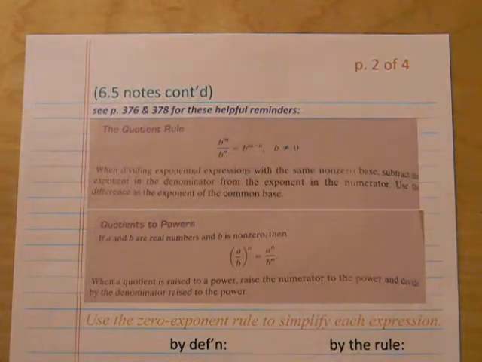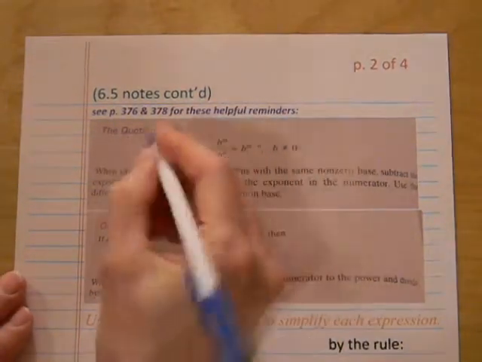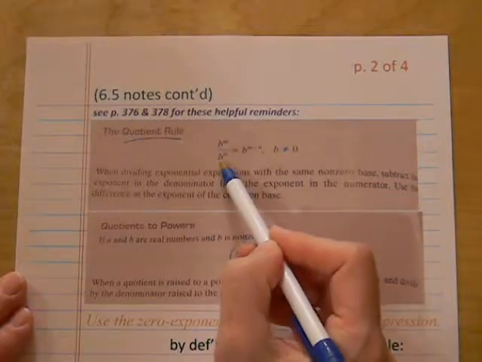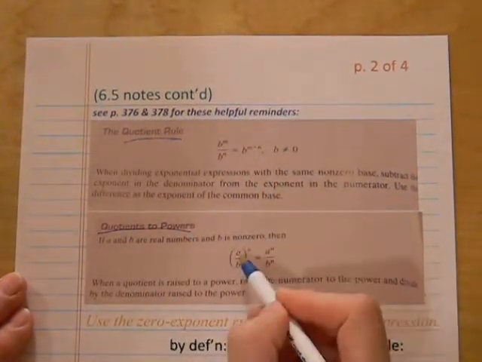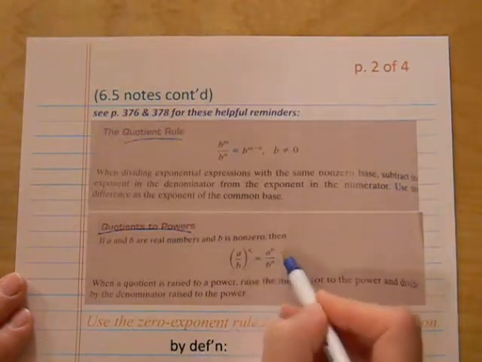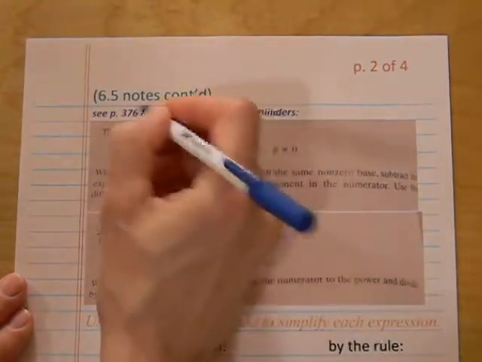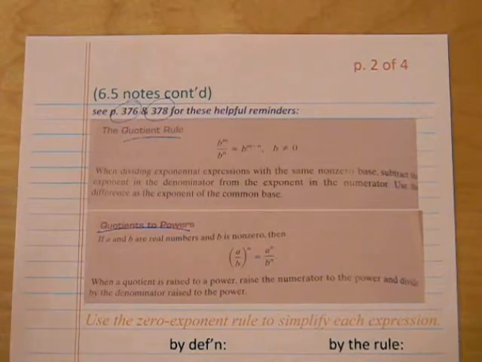Here on page 2 of the notes for 6.5, just talking through these rules. The quotient rule, when you're dividing the same base by the same base, you subtract the exponents. And then the quotients to powers rule, when you're dividing any two things and it's raised to an exponent, the exponent applies to both the entire numerator and the entire denominator. You'll find these on page 376 and 378 of your textbook.